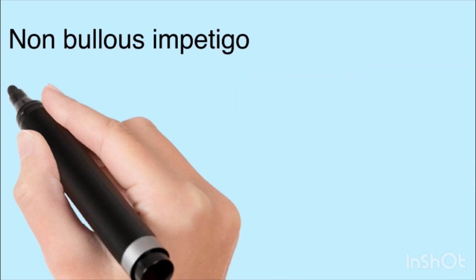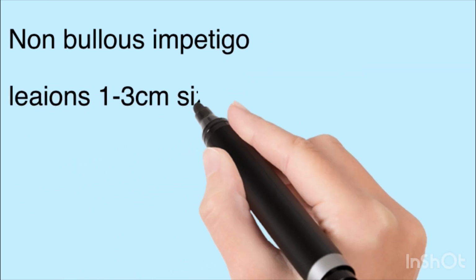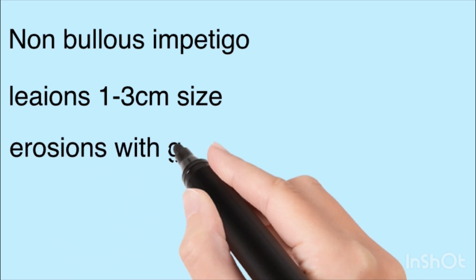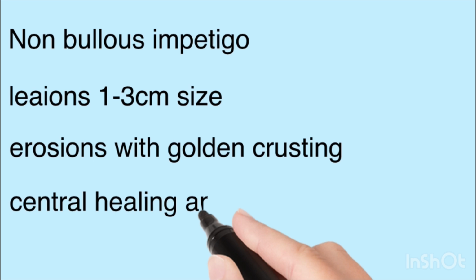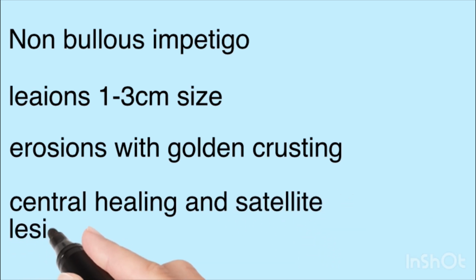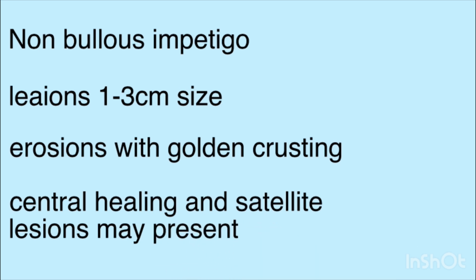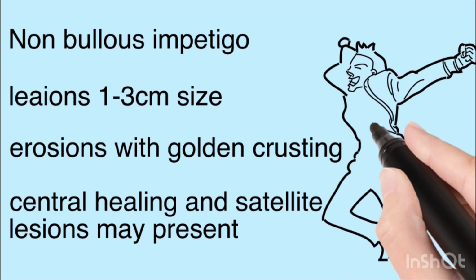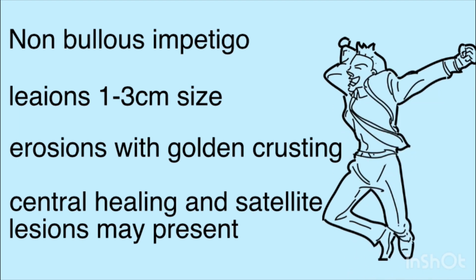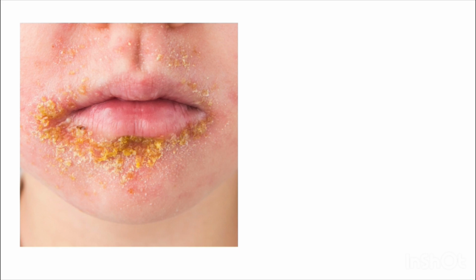Then I am going to discuss the two types of impetigo. First one is non-bullous impetigo. Usually the lesion size is 1 to 3 centimeters, and there will be erosions with golden crusting. This term is important. Golden crusting will be there, and it can also have central healing and satellite lesions. But keep in mind, golden crusting is not a unique feature of this condition, but it is easy for us to identify non-bullous impetigo from this golden crusting. You can see clearly that's a honey color. Golden crusting you can see in this picture. This is the non-bullous type mainly. This is the typical picture you will get in an MCQ to identify non-bullous impetigo.